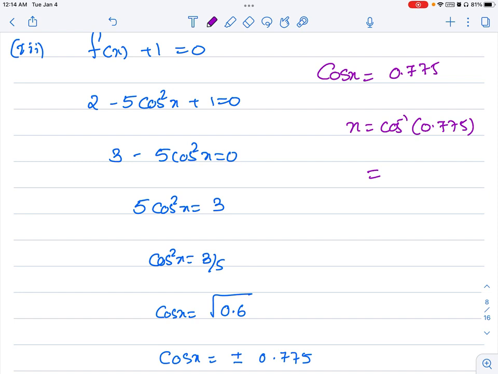I convert the mode of the calculator into radians because it is given in radians. So it should be coming something around cos inverse of 0.775, which should be giving me 0.68. If I take the full calculator display, so don't forget to take the full calculator display, otherwise you may not be able to get the correct answer.